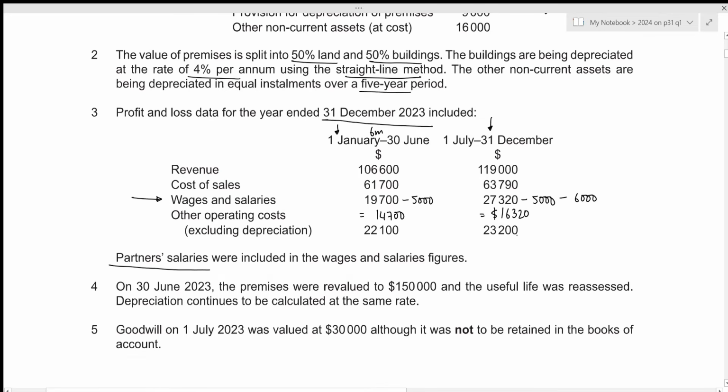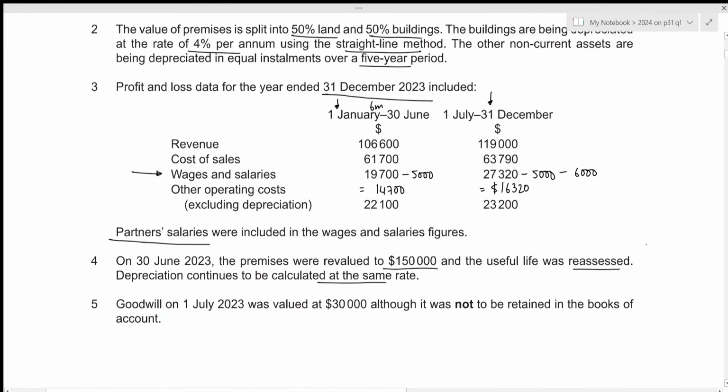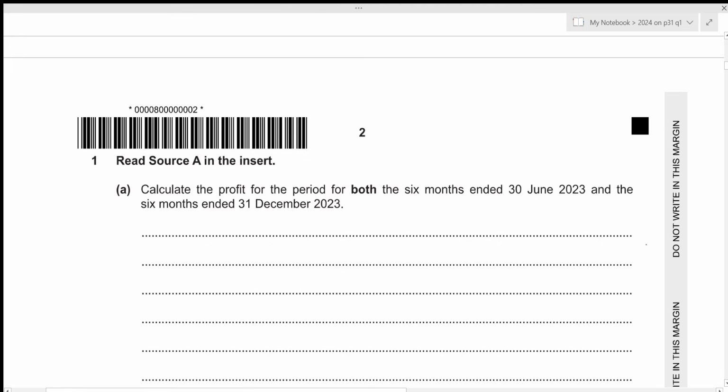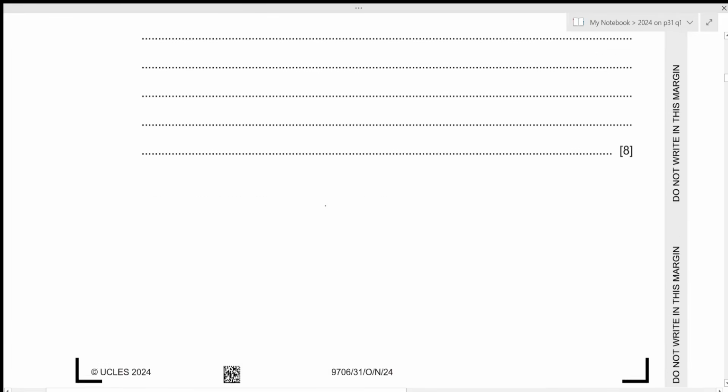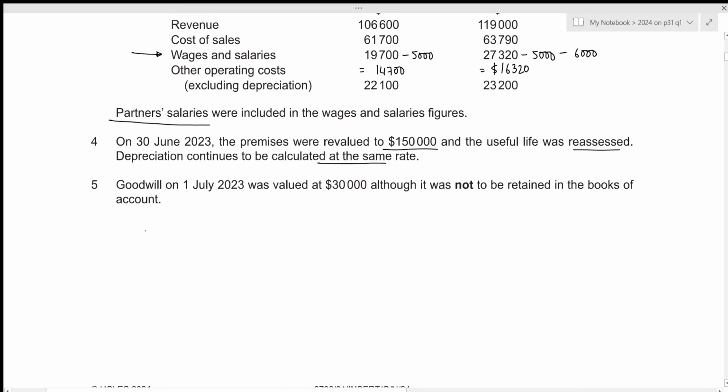Okay. Now on 30 June 2023, premises were revalued to 150,000 and the useful life was reassessed. Depreciation continues to be calculated at the same rate. Okay. So let's first calculate the depreciation. Let's see if we have been given any working section. For the first question, we need to calculate the profit for the period for both the 6 months ended 30 June 2023 and the 6 months ended 31st December 2023. Okay, we do not have any working section, so we can just calculate the depreciation right here.